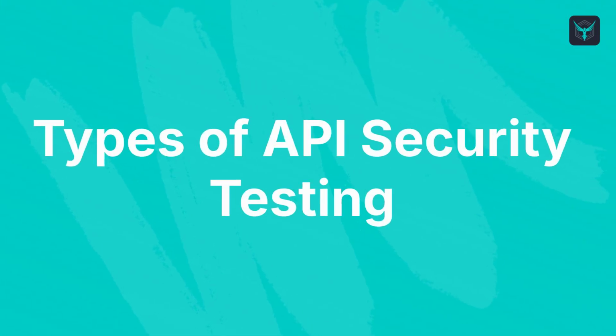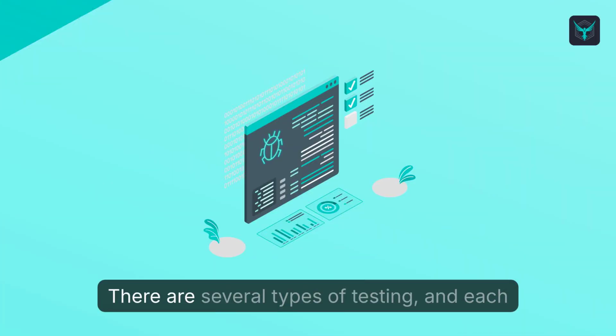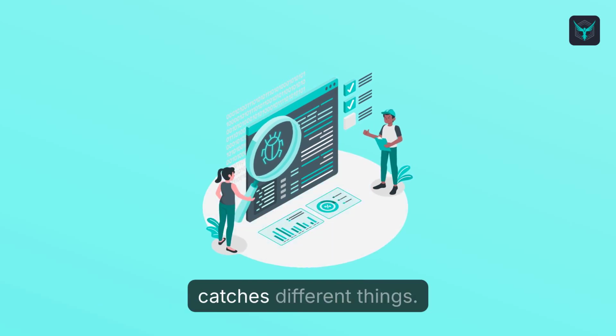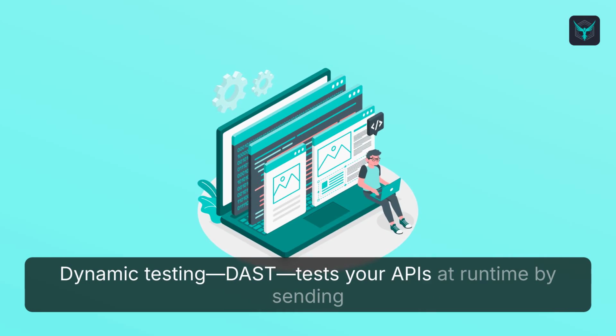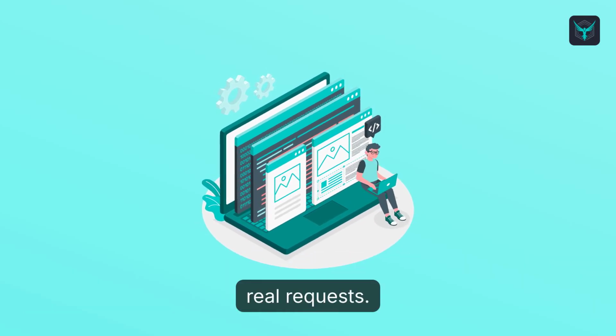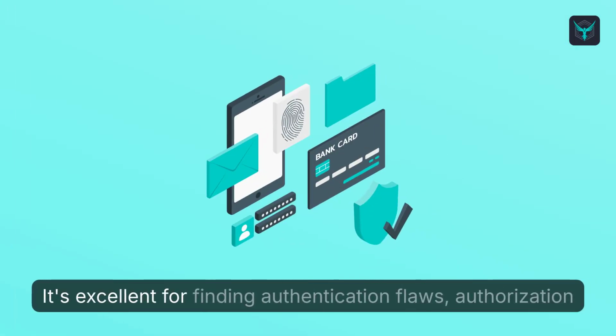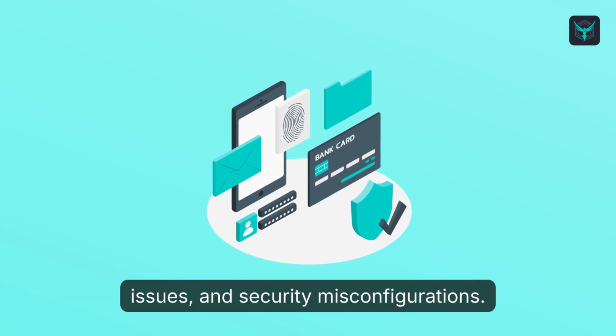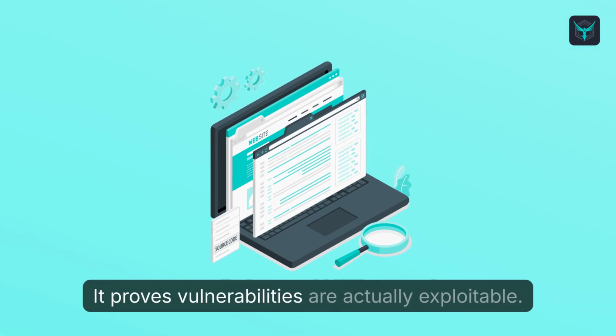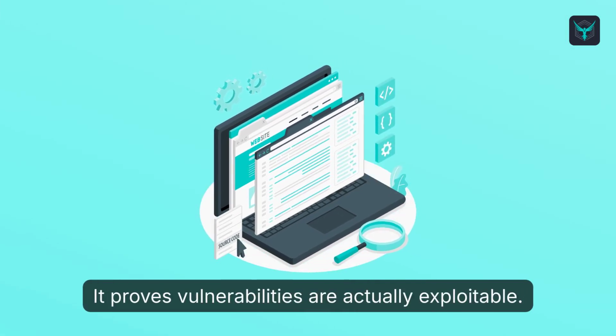Types of API security testing. There are several types of testing, and each catches different things. Dynamic testing, DAST, tests your APIs at runtime by sending real requests. It's excellent for finding authentication flaws, authorization issues, and security misconfigurations. It proves vulnerabilities are actually exploitable.